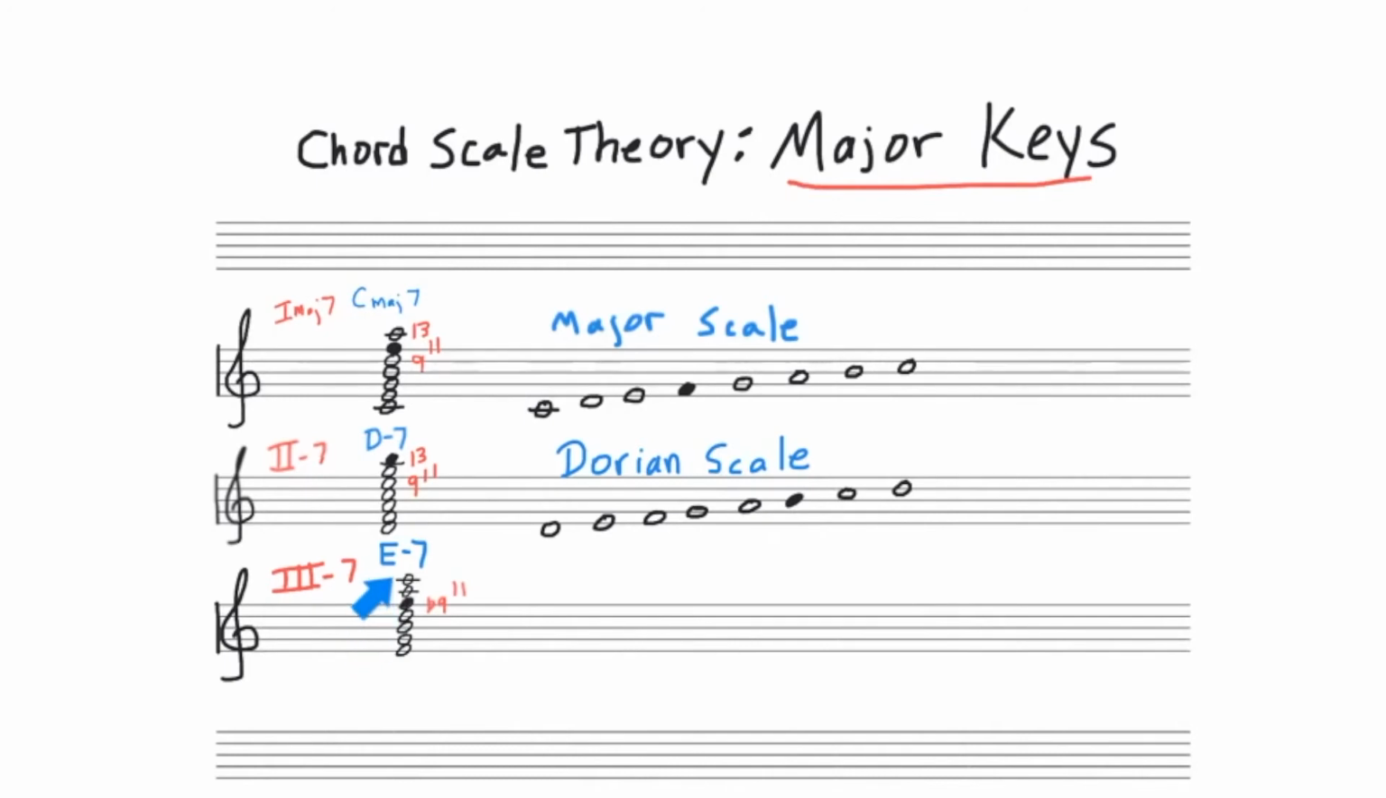The C is a half step above B. Technically that's a flat 13 and it's avoided. If I write out the horizontal structure of the scale using notes from C major, I have the Phrygian scale.